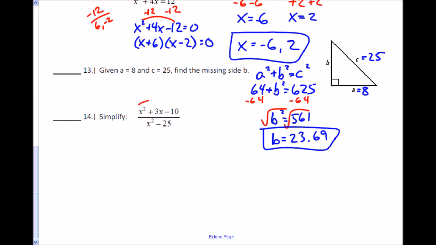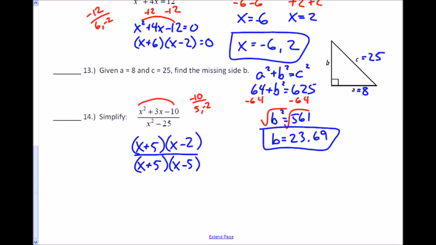Okay. Number 14, it asked me to simplify, so I just want to factor everything completely. In the numerator, I build a bridge, two numbers that multiply to a negative 10 but add to a positive 3 are a 5 and a negative 2. So that's going to factor into an x plus 5 and an x minus 2. In the denominator, that's a difference of squares, which factors into an x plus 5 and an x minus 5.